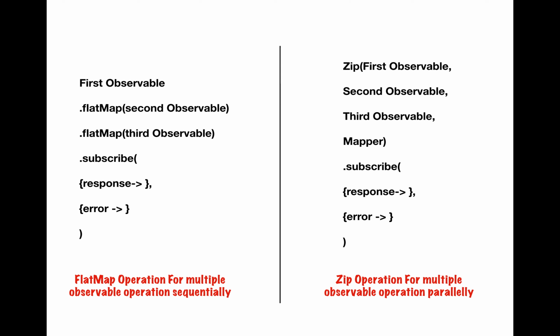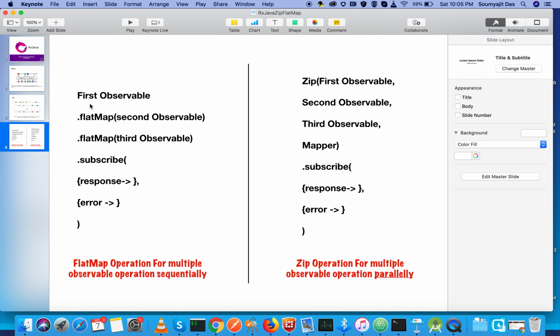Now in the case of zip, these 3 observables must be 3 API calls, and the mapper is one particular function which will be used by zip to get all these 3 API call responses and combine them together. Now we will dive into the code and see how we can actually achieve this functionality.